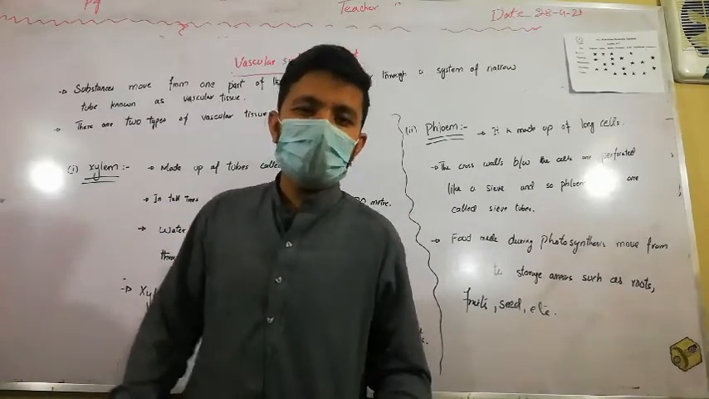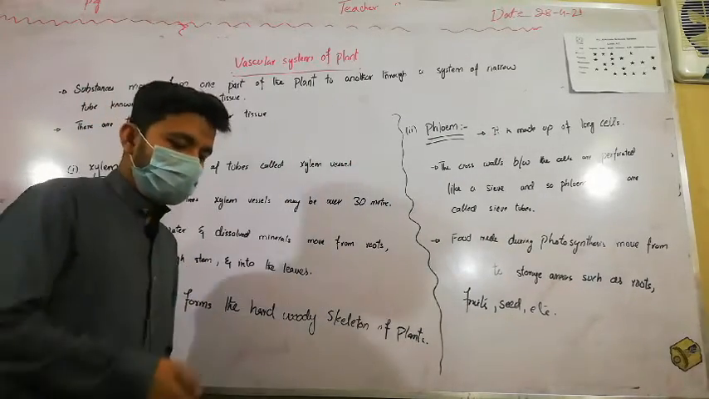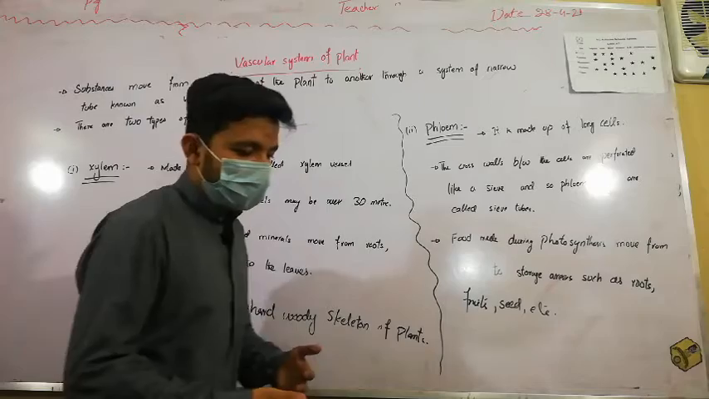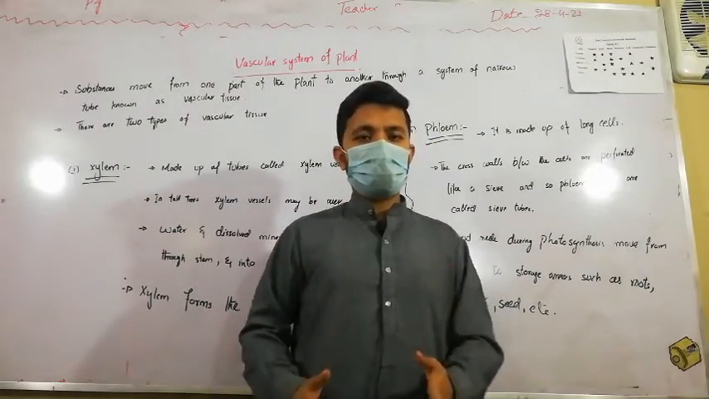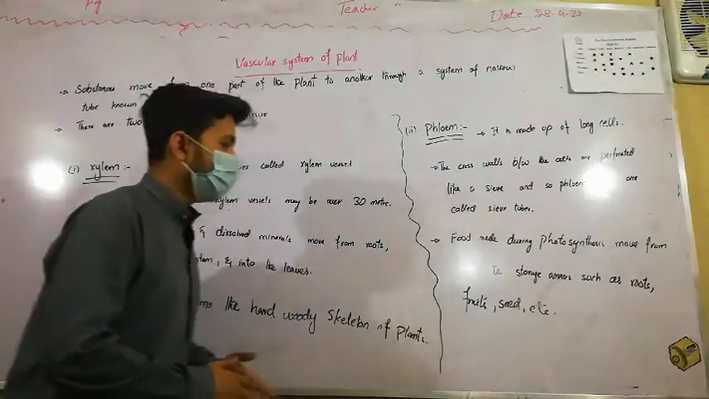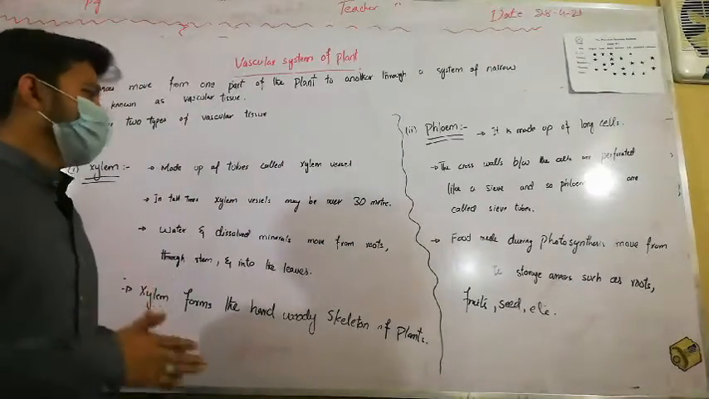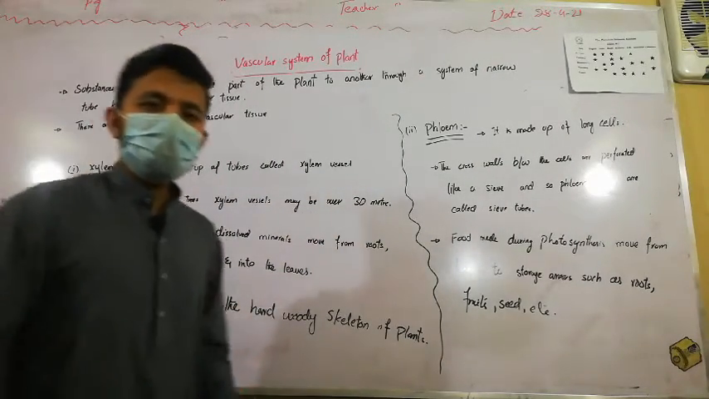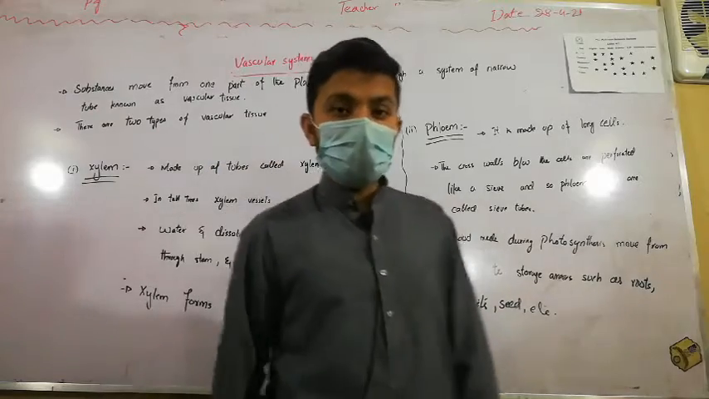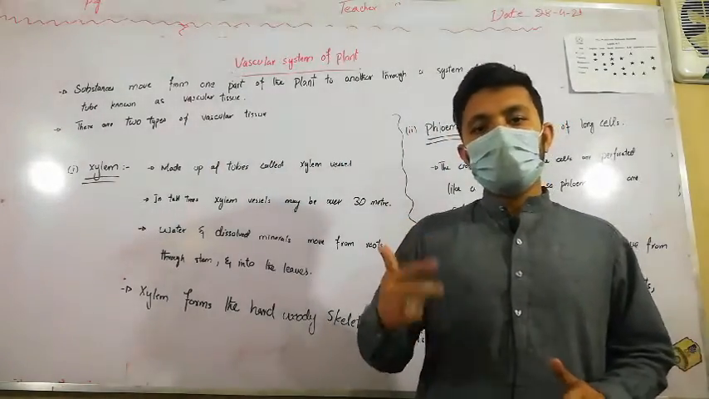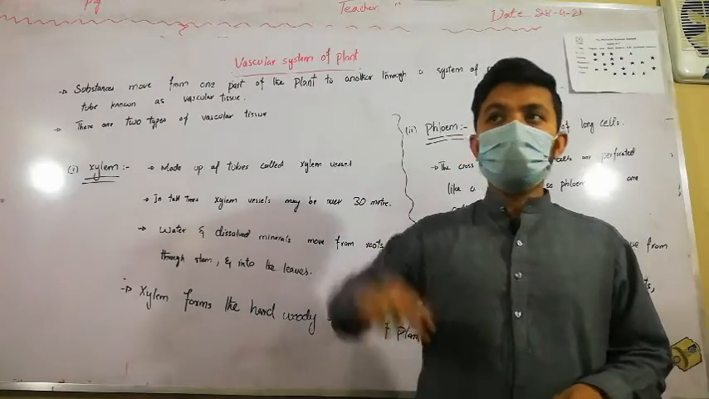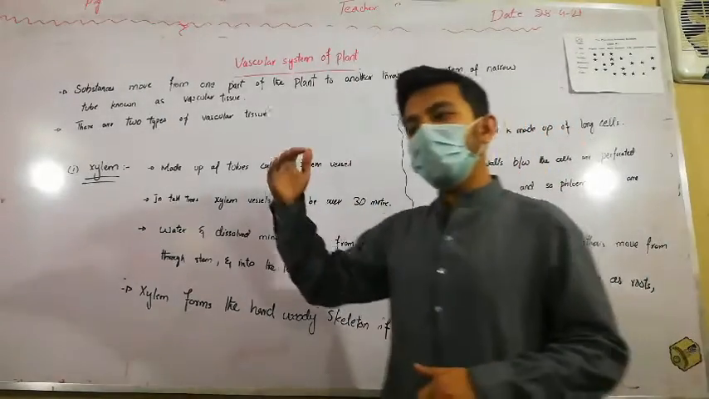What is the function of xylem tissue then? The xylem tissue only transports water and minerals from the roots to the leaves, stem and other aerial parts of the plant. Xylem transports water and minerals from the soil, from the roots, to the leaves and stem and other aerial parts of the plant.